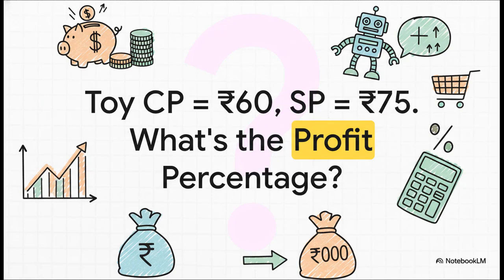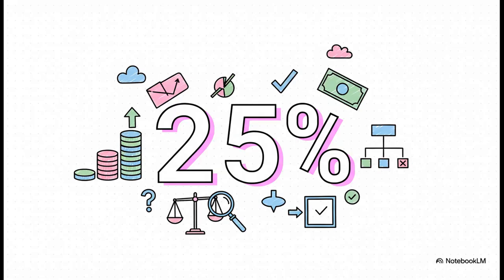Awesome! Okay, let's try one more, this time as a little story. A toy is bought for 60 rupees, and then it's sold for 75. What's the profit percentage? Think it through. What's the actual profit, and what do you divide it by? And the answer is 25% again. The profit is 15 rupees. You divide that 15 by the cost price of 60, and you get 0.25 or 25%.